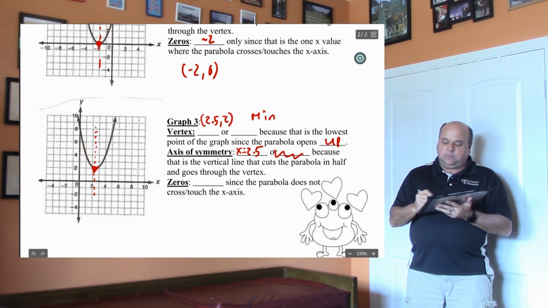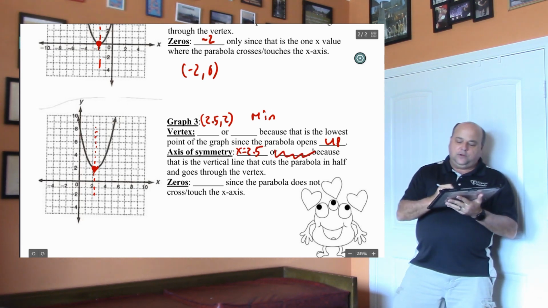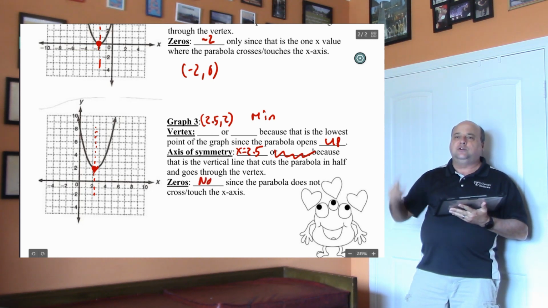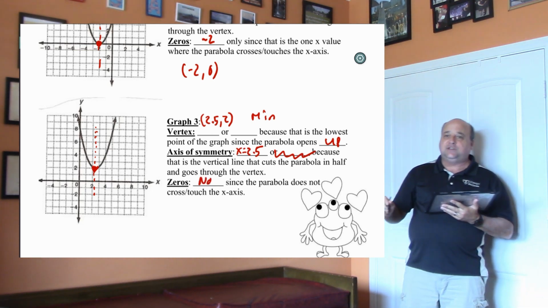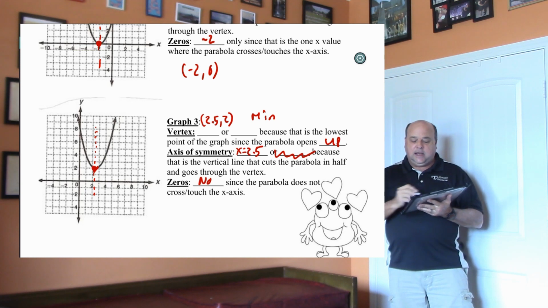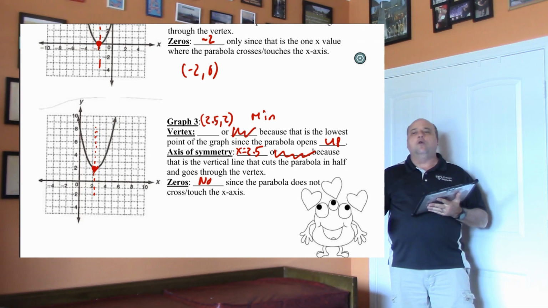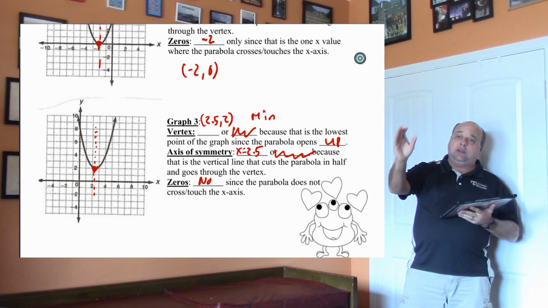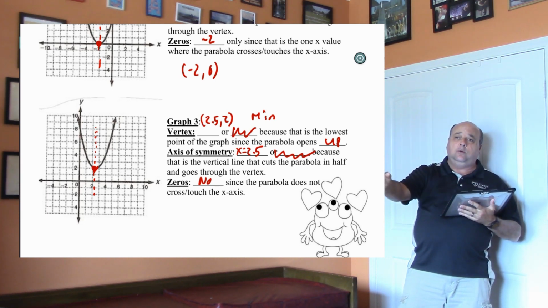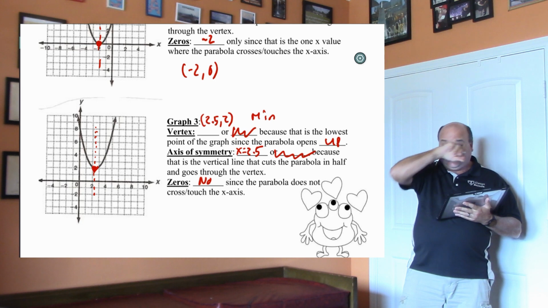Okay, and you don't need this blank, okay? There is no zero, because the line does not cross the x-axis. And you don't need this blank here, okay? Piece of cake. So you need to know what the vertex is. You need to know what the zero is. You need to know that axis of symmetry.